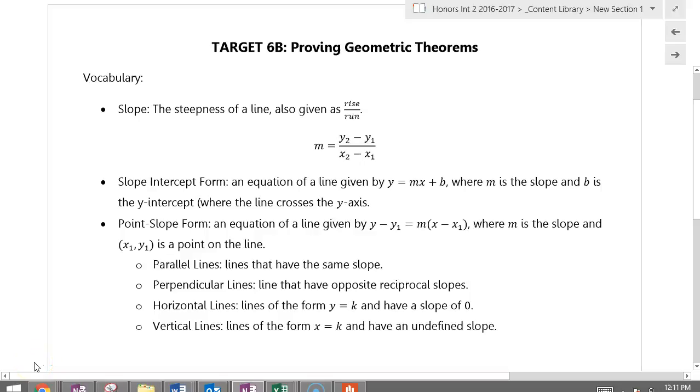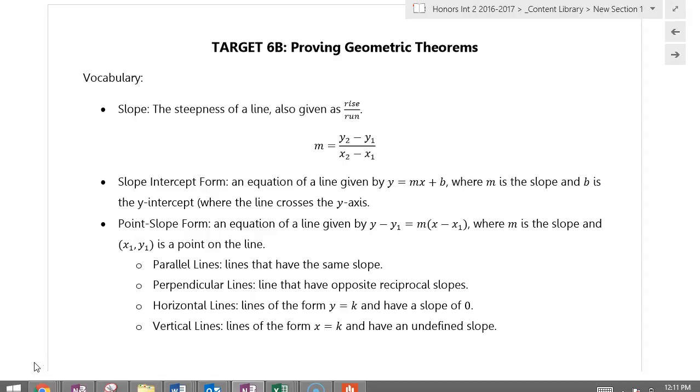Alright guys, today we are looking at target 6b, and target 6b has to do with proving geometric theorems. Proving with geometry uses things that we've already learned, like distance formula and midpoint formula, but it also uses a lot of slope.